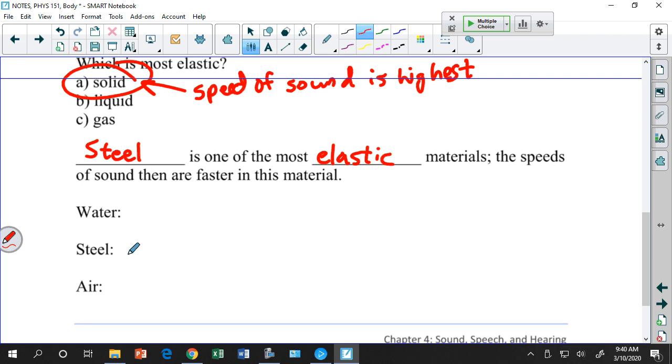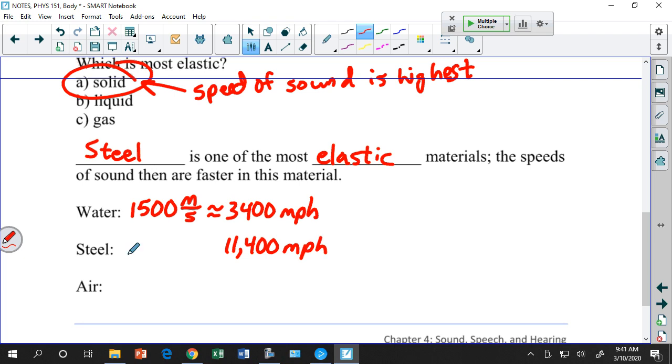In water, the speed of sound is about 1,500 meters per second. That's about 3,400 miles per hour. In steel, on the other hand, it's 11,400 miles per hour. So more than 3 times the amount. And in air, it's just a paltry 760 miles per hour.